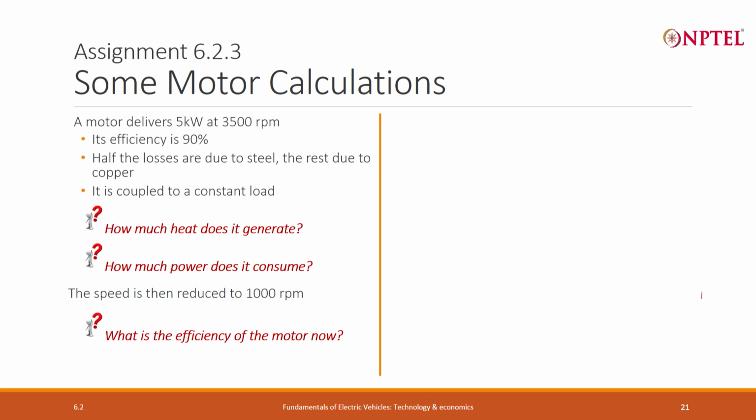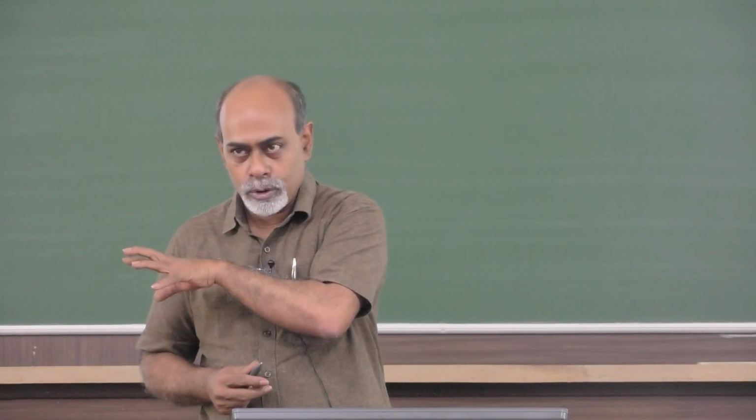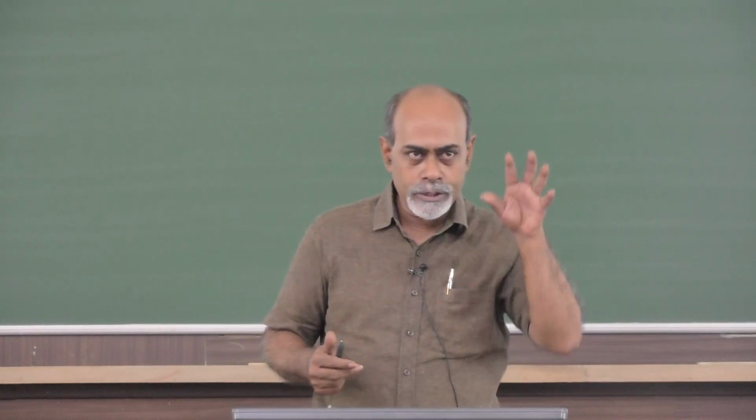Just to give you a hint, when I am running it initially at 3500 rpm, half the loss is copper, half the loss is steel. Then I am reducing the speed, I am not reducing the load, and you will see in subsequent lessons why this is so. The copper loss depends upon the current, and the current depends upon the torque, which is the load. Since I am not reducing the load, the copper loss will remain unchanged.